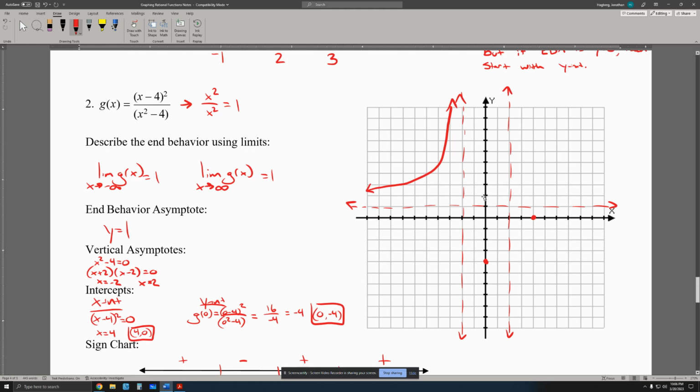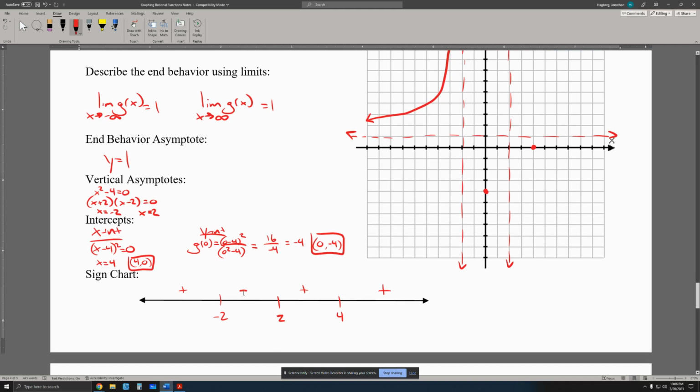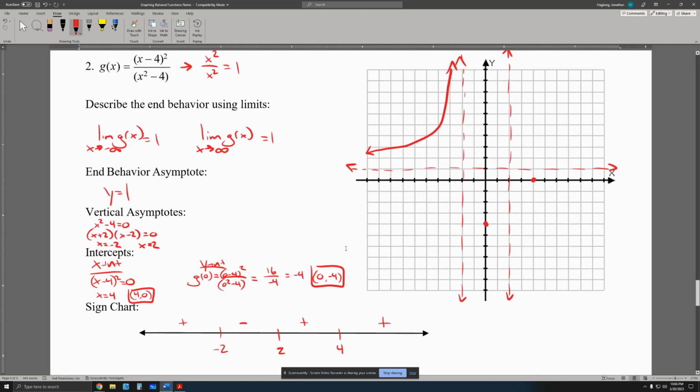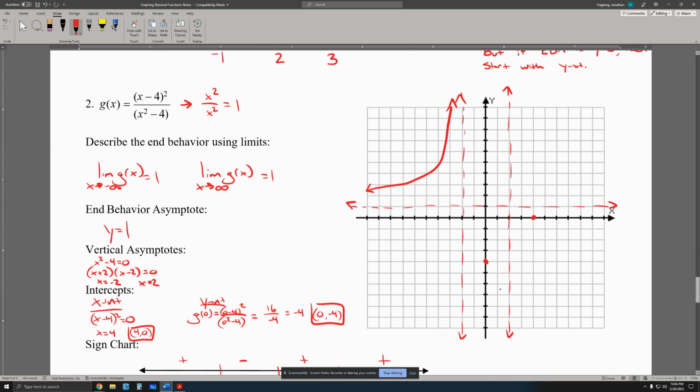In this middle part, between -2 and 2, we have a negative, which actually makes sense with our y-intercept, by the way. So this function is going to approach negative infinity on both sides of the y-intercept.